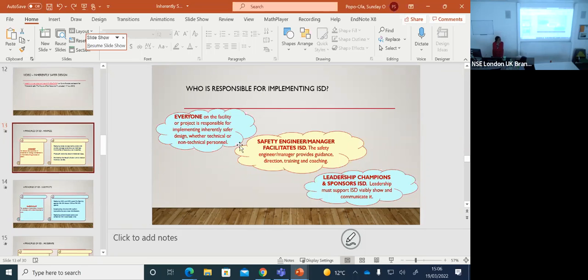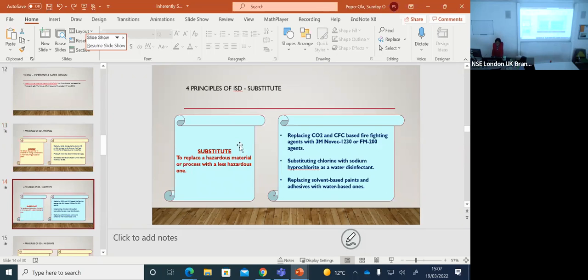Safety engineers, we're not the only ones responsible for safety. We're there to facilitate, to train, to provide guidance, to coach people, to help them to be able to see how they can remove hazards from their design. And finally, if you're a leader here, senior management, director, project director, or director on a refinery, your responsibility would be to support inherently safer design visibly. Walk around, talk to people, find out what they're doing, communicate it to them. But most importantly, provide the budget, the resource, the people to help them achieve inherently safer design on your project or on your facility. And that brings me, I think, to the end of my presentation.